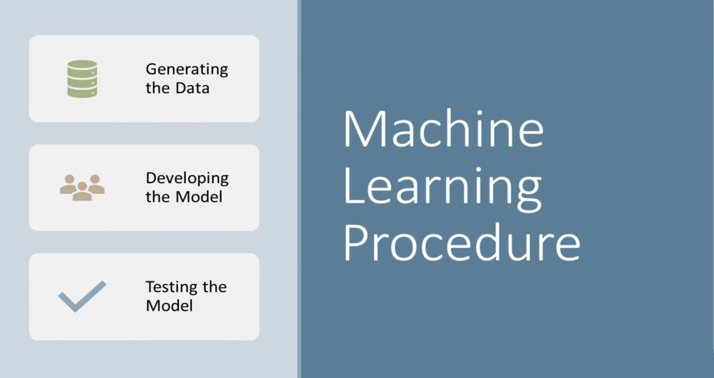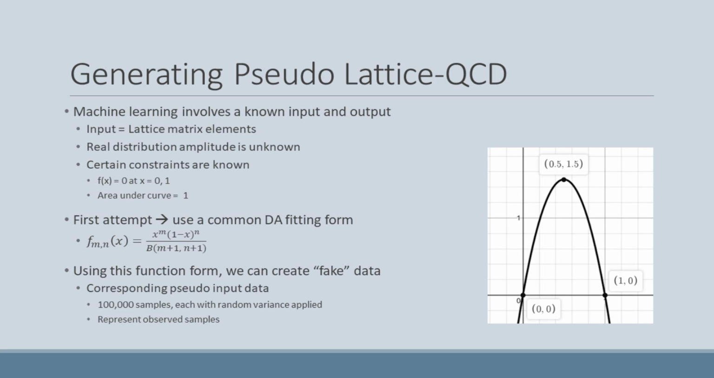The machine learning procedure is fairly straightforward and can be broken down into three steps: generating the pseudodata, developing the model, and testing the model. Machine learning involves using a dataset of known inputs and outputs in order to create a predictive model that can predict an output from a given input.